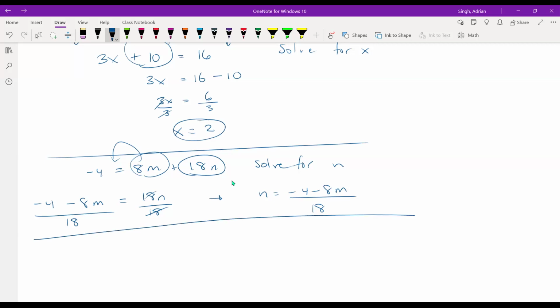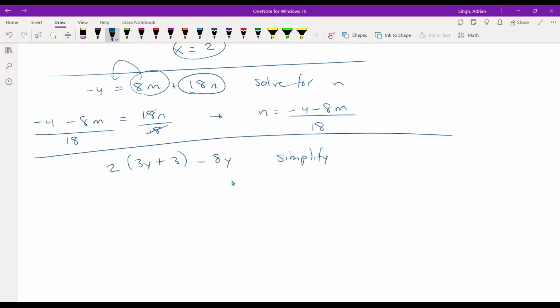Let's take a look at another example. If I have 2 into 3y plus 3 minus 8y, and we need to simplify this. Okay, so when we simplify it, we want to expand out and then cancel things out. So when you have your number in front of the parentheses, you multiply it by each of the terms individually. So 2 times 3y gives 6y. 2 times 3 is 6, and that's a positive sign. Then we have our minus 8y.